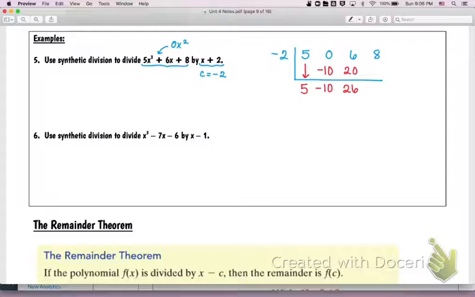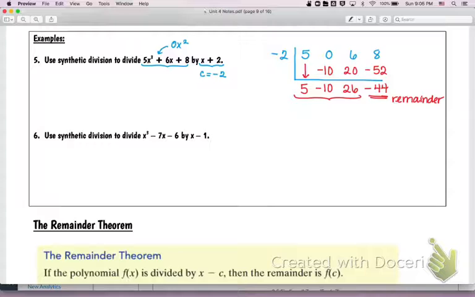And then I multiply by -2 and I get -52. And when I add, I get -44. This last number is always the remainder. These three build our answer, okay?